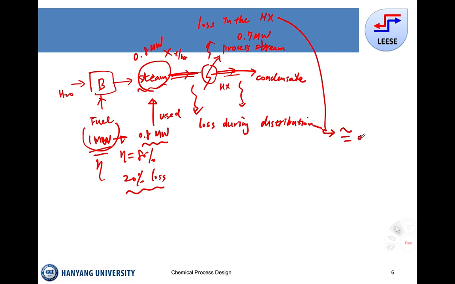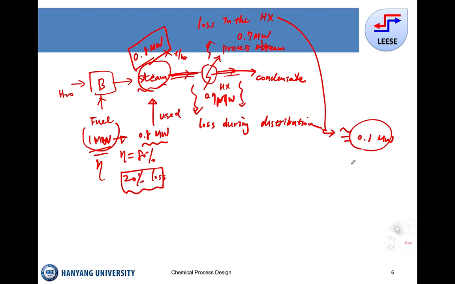So this may be, let's say, 0.1 megawatt. So the actual heating is done through the 0.7 megawatt. Then the heating initially through the steam is made based on the 0.8 megawatt. Okay, so the 1 megawatt of fuel is used, then 20% is lost during the production of the steam. Then another 10% might be lost during the transportation or distribution or using the heating device.